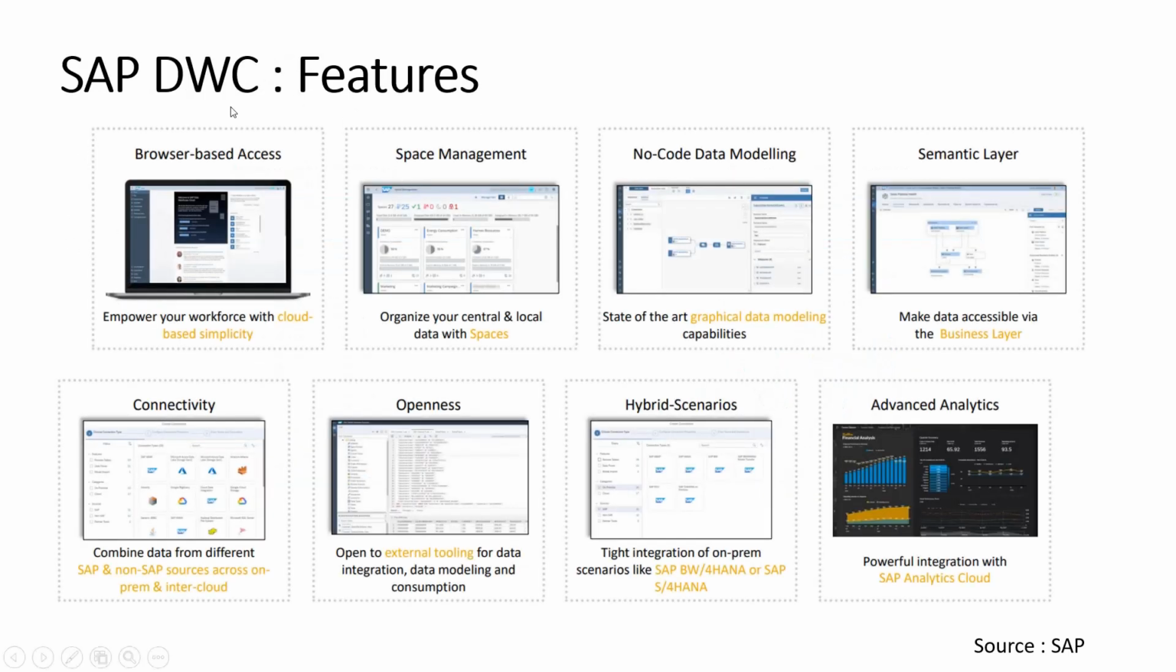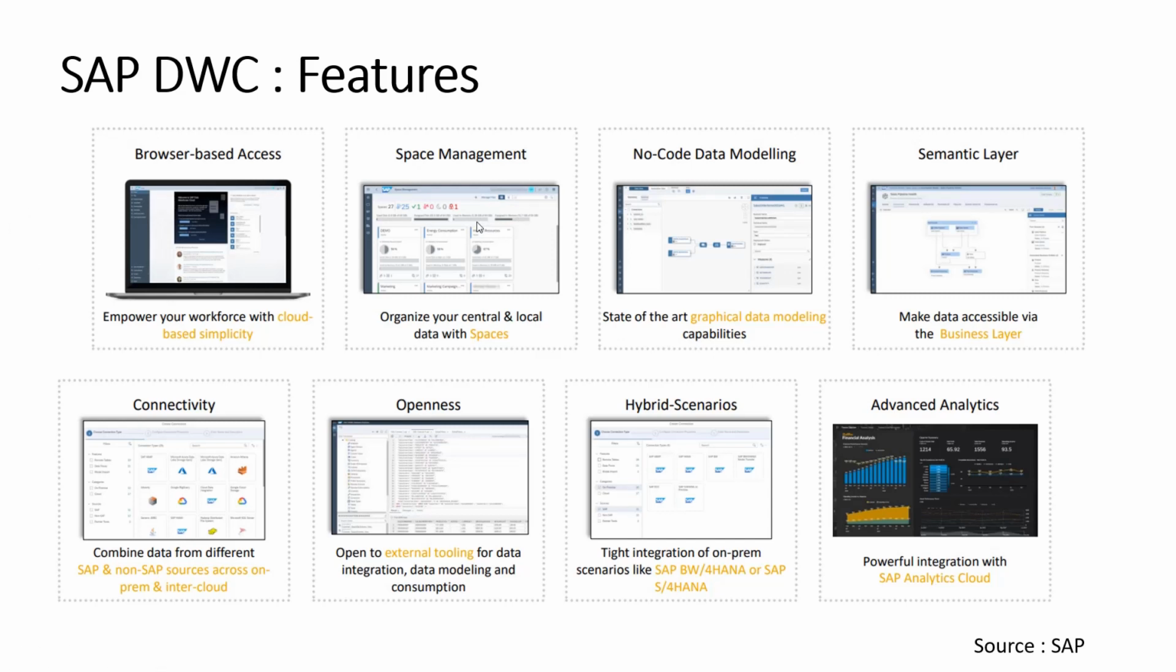So here we have a few of the features of SAP DWC. It is browser-based access. So basically you can work from anywhere. You don't need a VPN or dedicated system installation. It is directly available on your browser and you can directly use it. It is a SaaS tool, software as a service. You don't have to maintain it. SAP will maintain it for you. They will upgrade it for you. You just have to purchase the license and start with it.